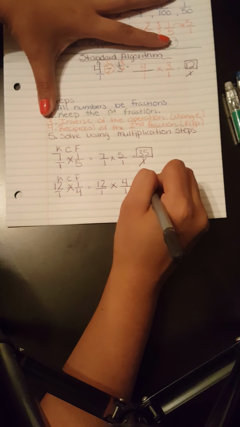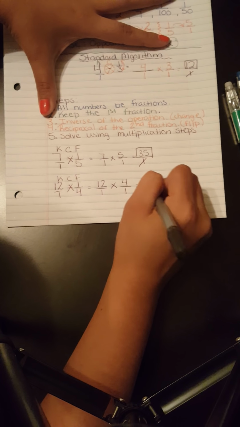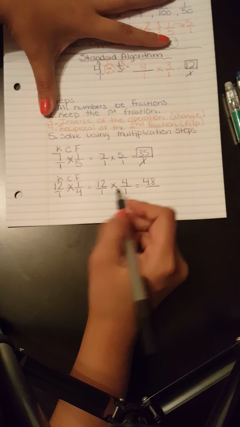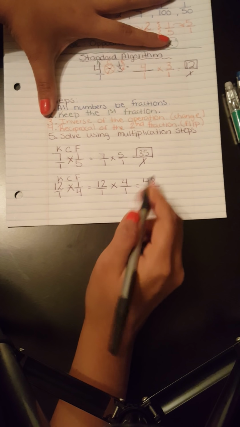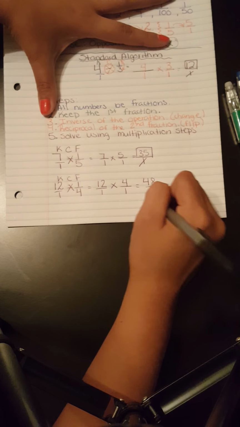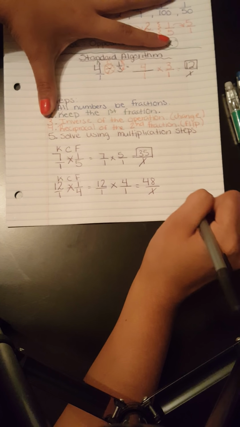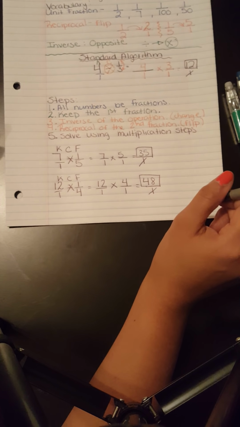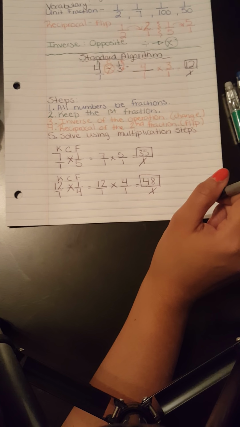12 times 4, 48. And if you don't know, you can always look in your timetables. And then it doesn't get any easier than 1 times 1. 1. Now I can go ahead and eliminate that 1 because we're making it invisible again. And we're going to keep the whole number, 48.